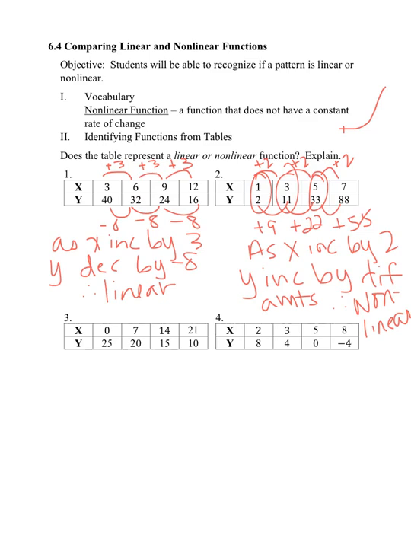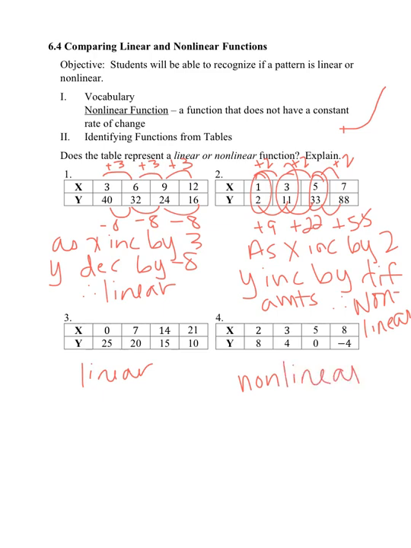So number 3, you're going to see that as x increases by 7, y decreases by 5. So it is linear. And the last one, number 4, although y decreases by 4 each time, x increases by different amounts. So your rate of change is not constant, and this one is nonlinear.